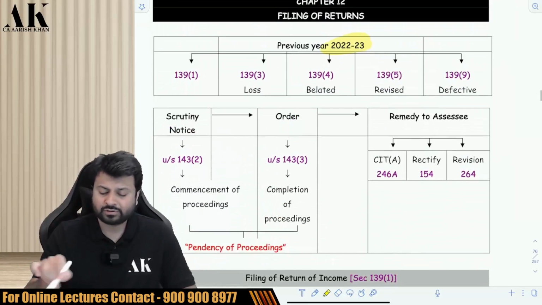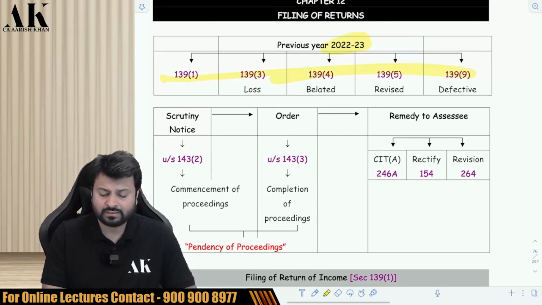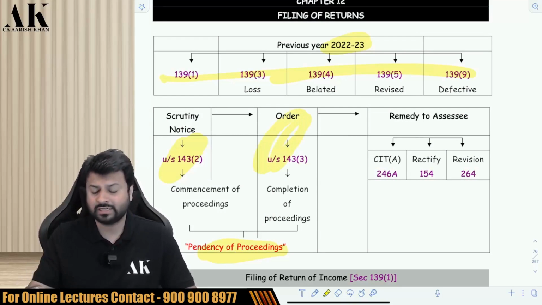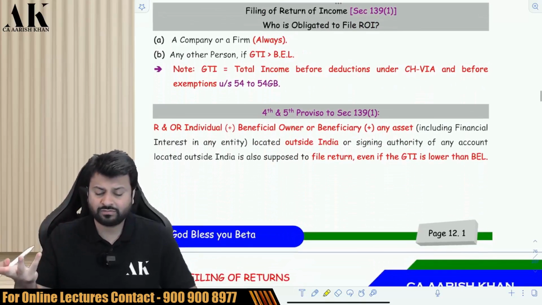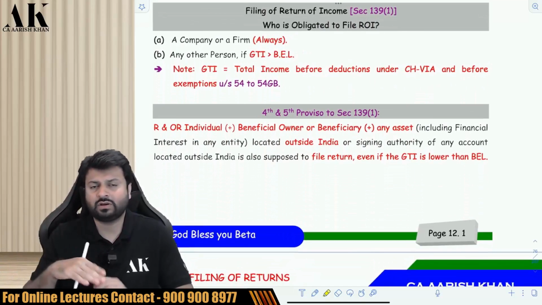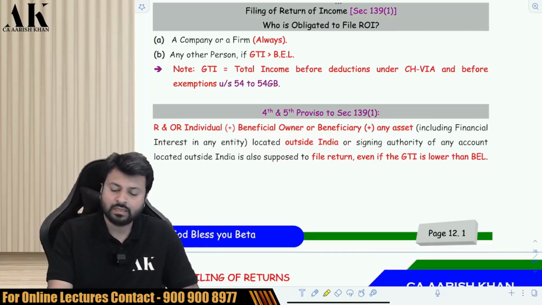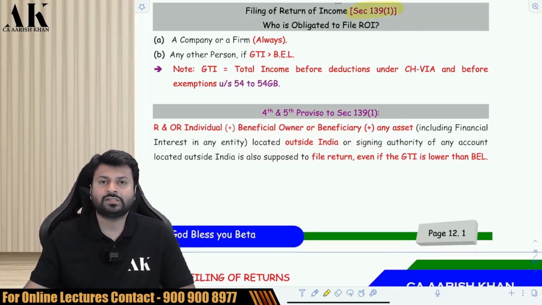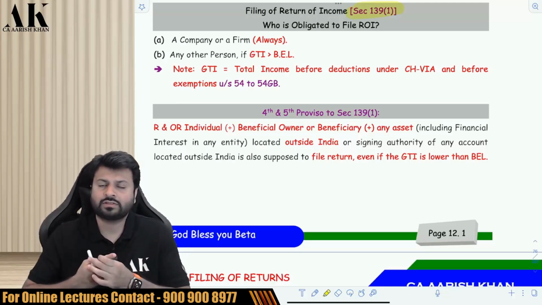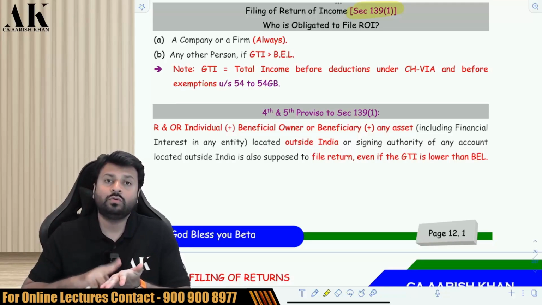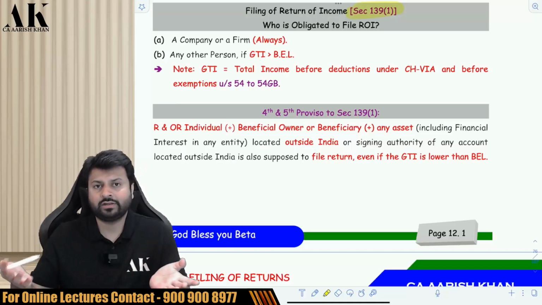Now, this is the procedure of assessment: first you will file the return, then the department will send you a scrutiny notice, then the proceedings will begin, and then the department will pass the order. If you are not satisfied with the order, you can go for appeal, rectification, revision. This is the procedure of your assessment. I am not interested in the procedure as of now; I am interested in section by section. The first thing which we are going to discuss and revise today is section 139 subsection 1. That is, who is obligated to file a return, and secondly, when the return will be filed, what is the due date of filing of return.